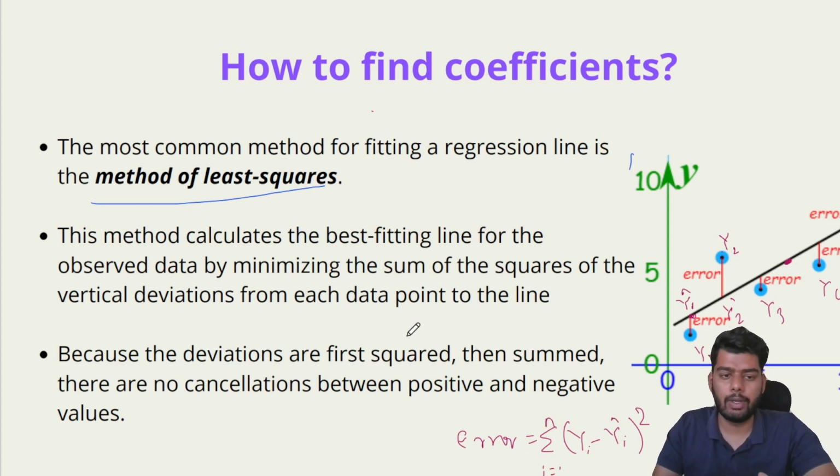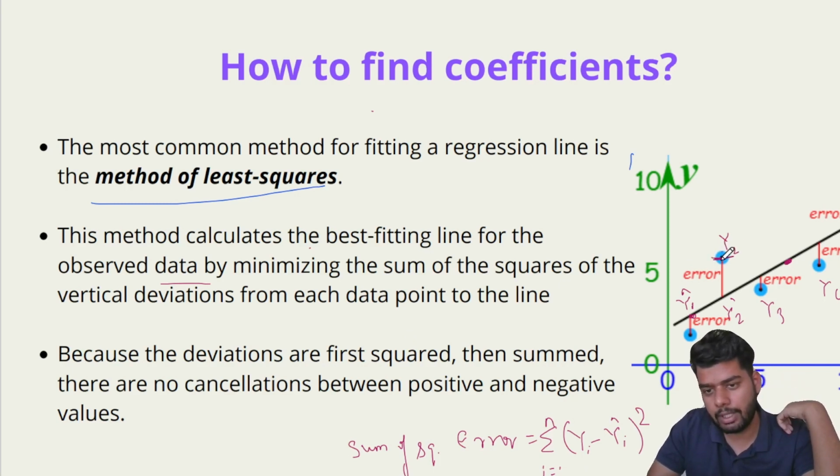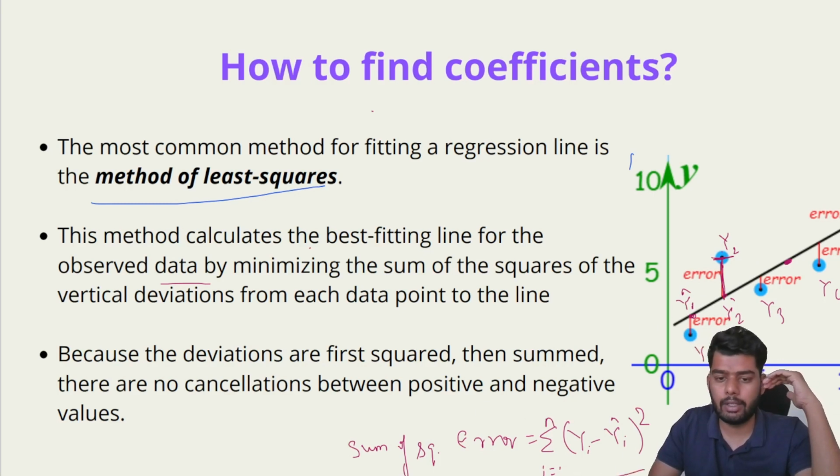So what is the method of least squares? This quantity is not the error, it is the sum of squares of errors. The method of least squares calculates the best fitting line by minimizing this quantity, the sum of squares of the vertical deviations. The vertical deviation means that for a given point, you take its mirror point on the line, and the difference between them is the vertical deviation. Find all those differences and minimize this quantity, and while minimizing you will get the values of a and b.